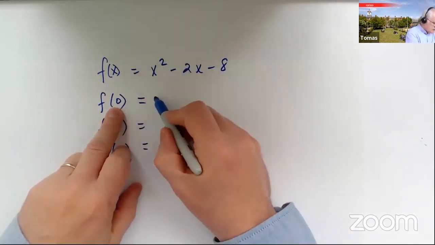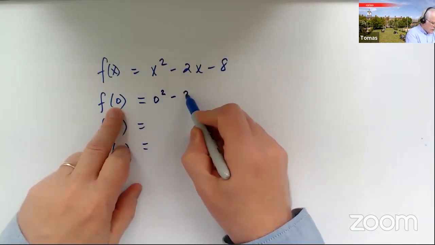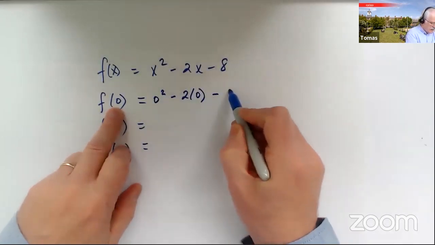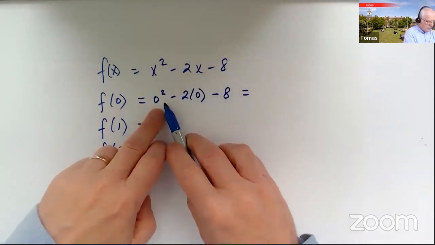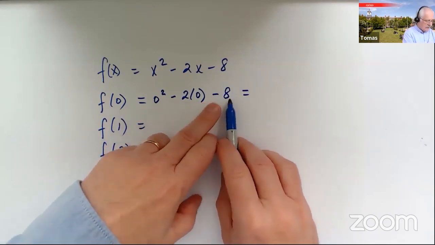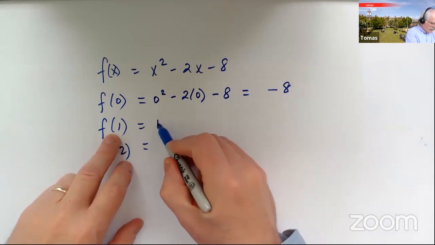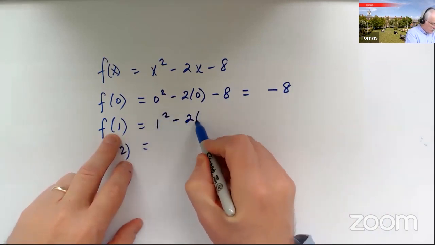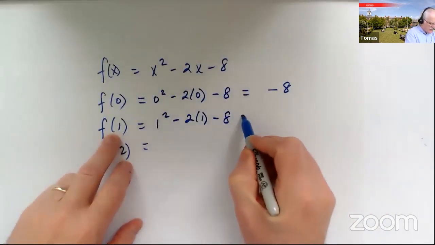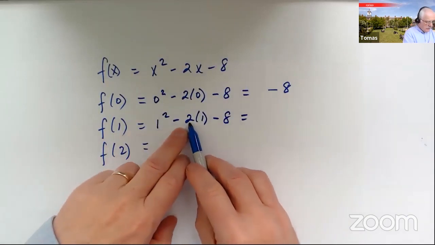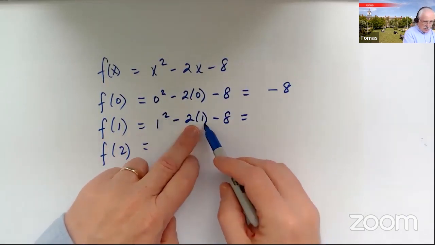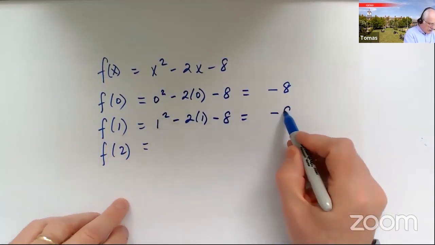So in this case, you'd say 0 squared minus 2 times 0 minus 8. 0 minus 2 times 0 minus 8 is minus 8. F of 1, we'd say 1 squared minus 2 times 1 minus 8. So that's 1 minus 2 minus 8, that's minus 9.